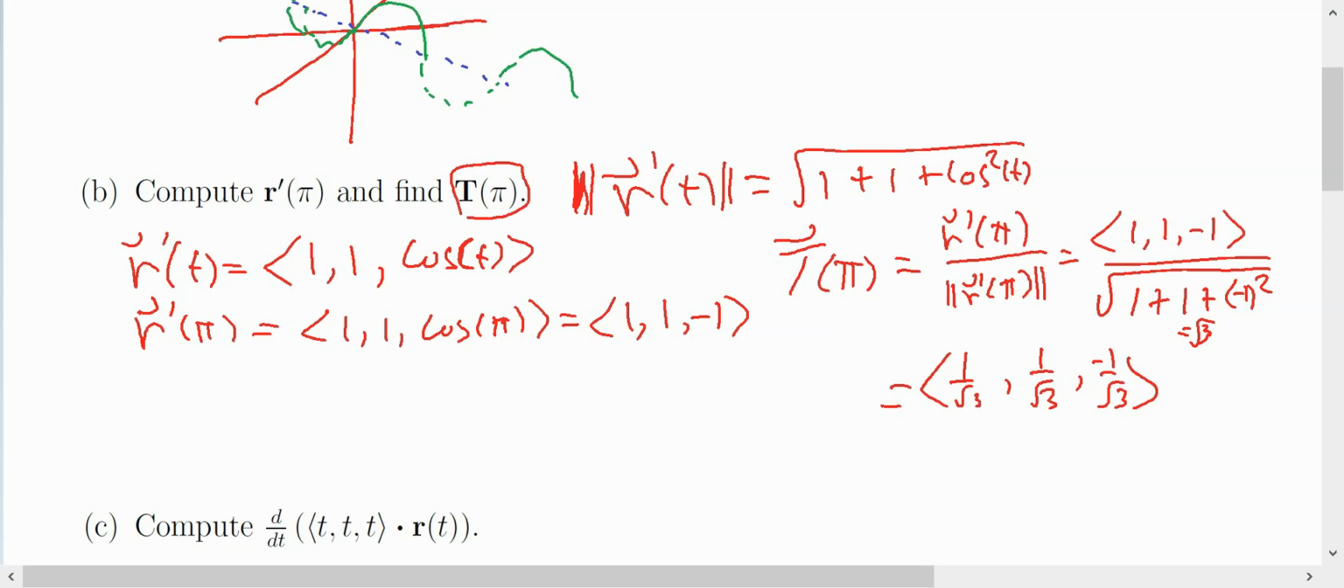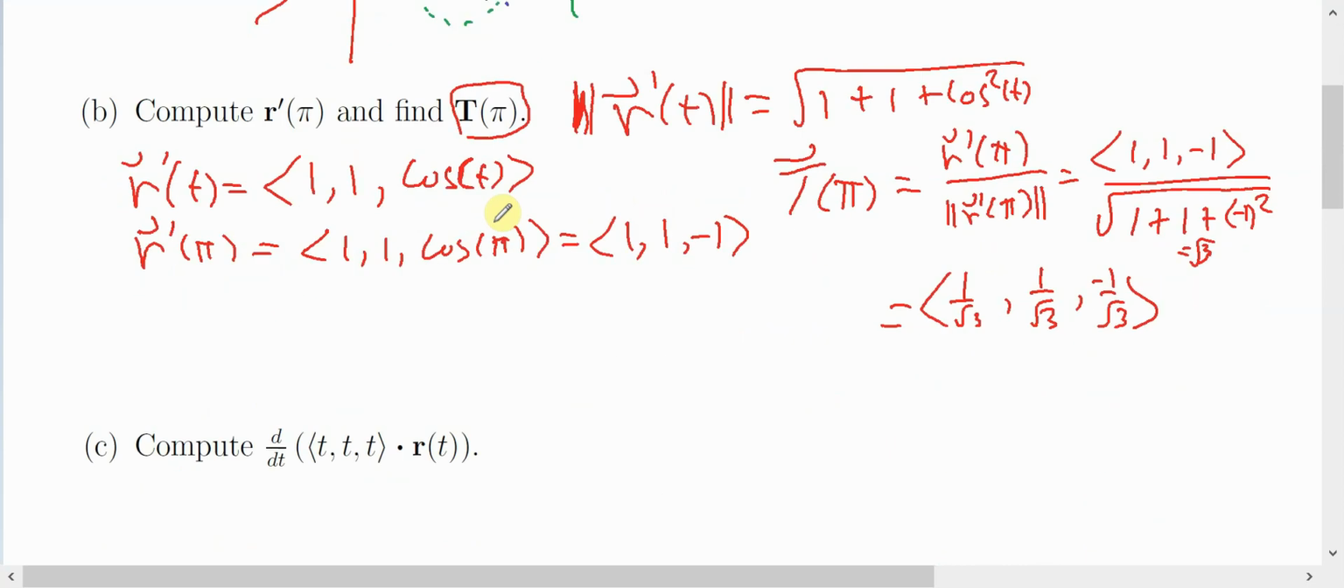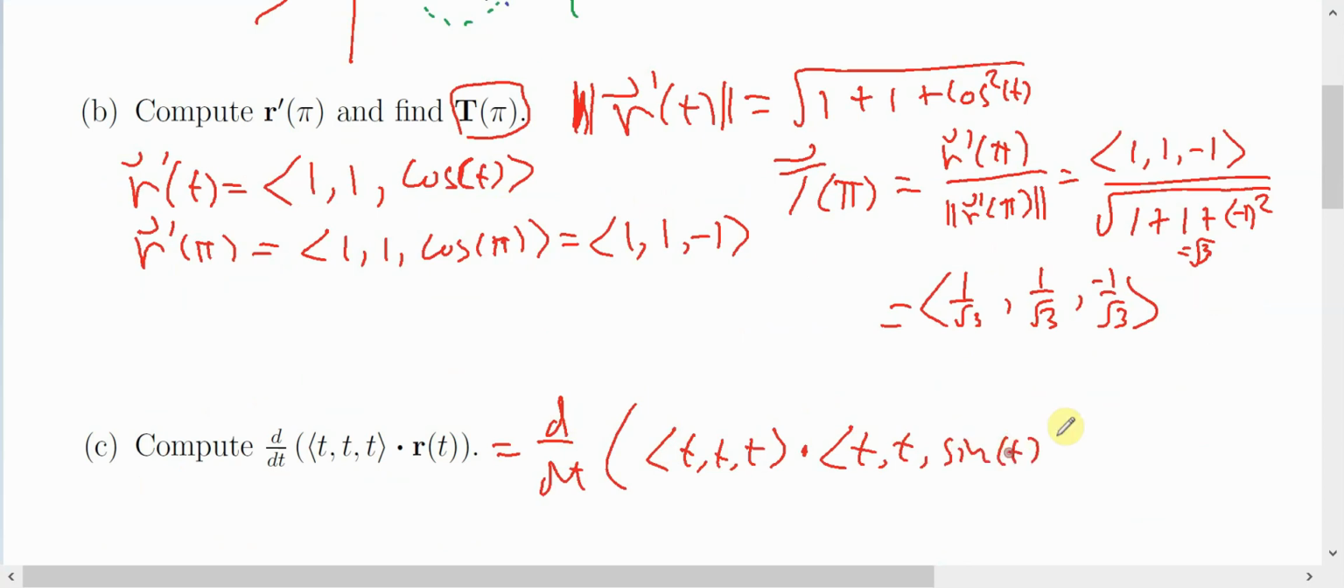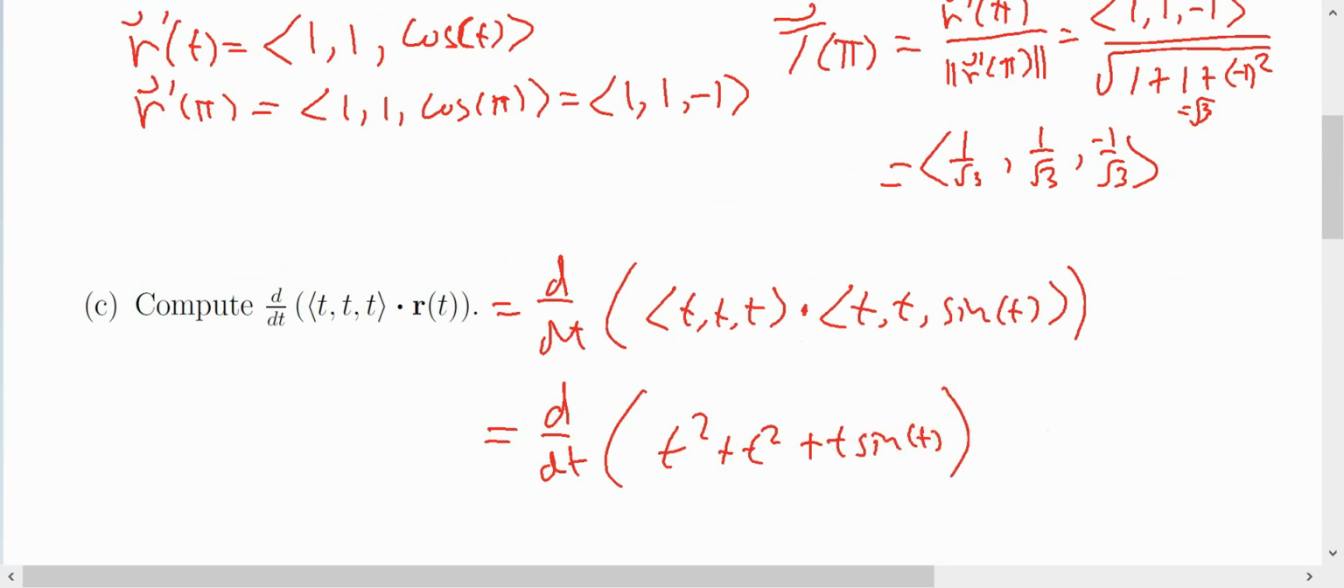And then the last part asks me to compute the derivative of this dot product. I'm going to go back up. It's the dot product of the vector t, t and the vector t, sine t. Now there is a product rule, but I really don't have to use it. I can just take the dot product and then take the derivative of whatever I get. So the dot product is t squared plus another t squared plus t sine t. That's just calculus 1. These two together are 2t squared.